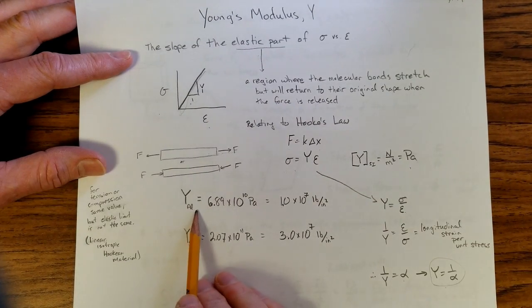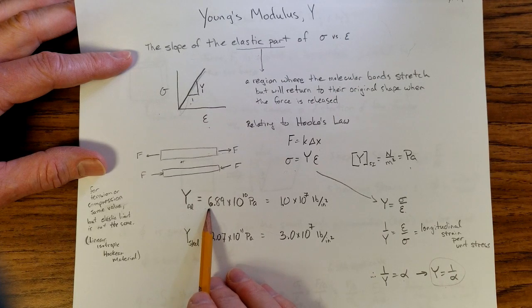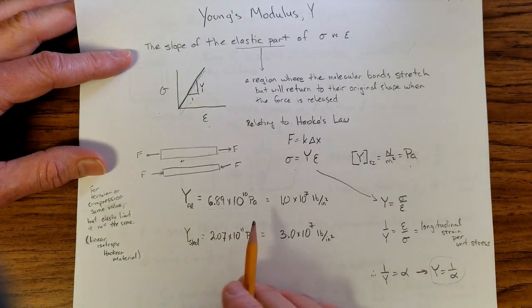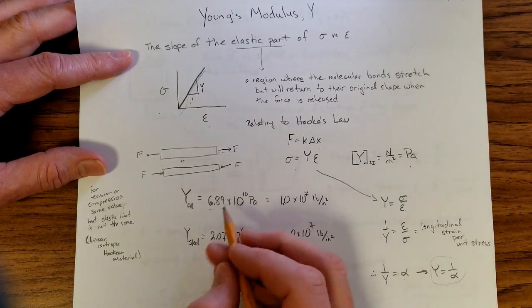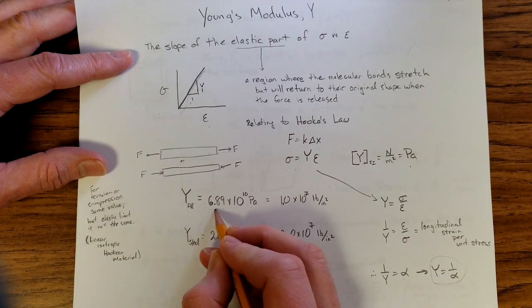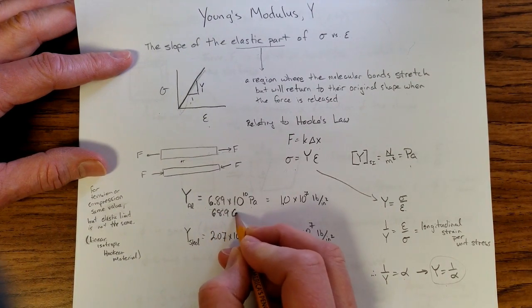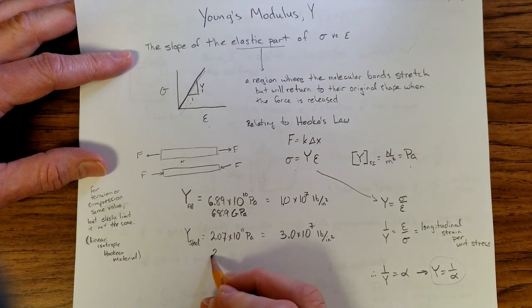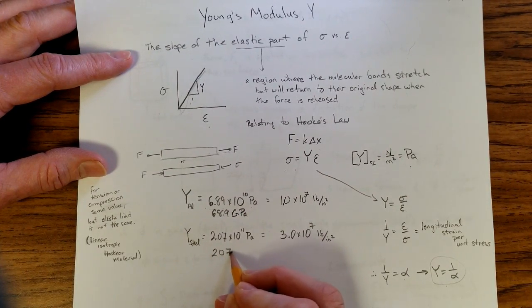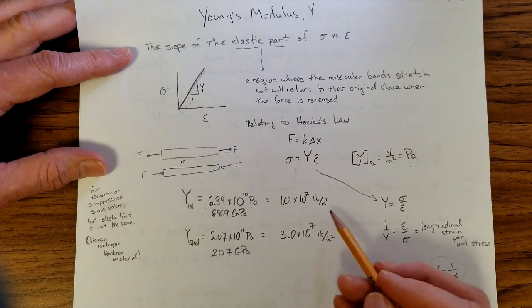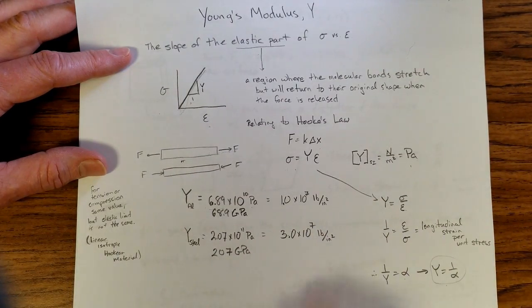Now Young's modulus, just as an example for aluminum, is 6.89 times 10 to the 10th pascals. Now some places will not do it in terms of pascals, but they'll do it in terms of gigapascals or megapascals. So this is also 68.9 gigapascals, and this would be 207 gigapascals for the Young's modulus of steel. And in terms of PSI, I have those values over here.